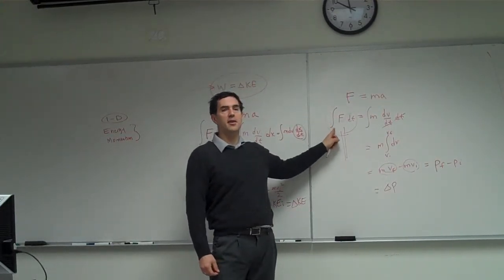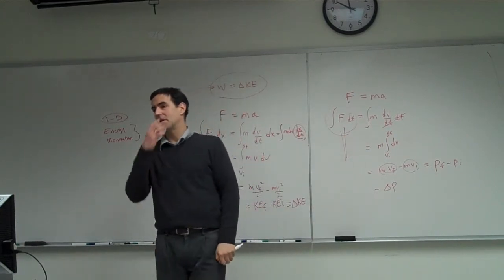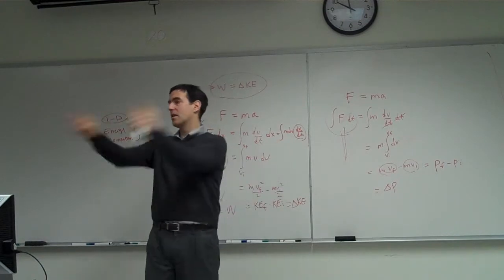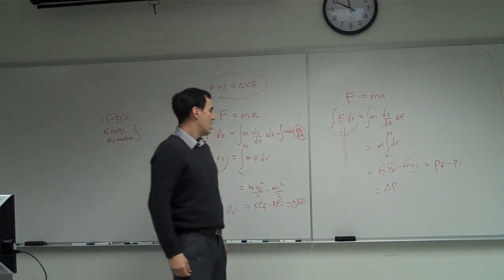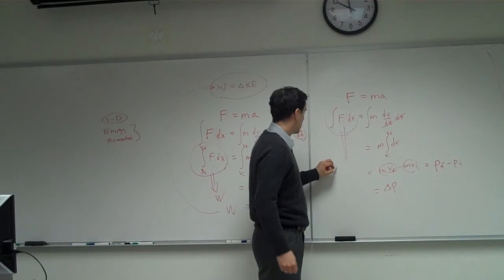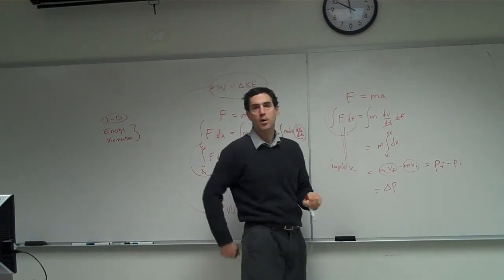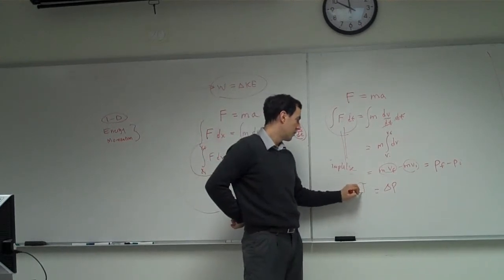On the left-hand side, the integral of f dt. The integral of f dt, we're going to give a name. The name we're going to give that is the impulse, okay? So this is the impulse, and our symbol for impulse will be a J.